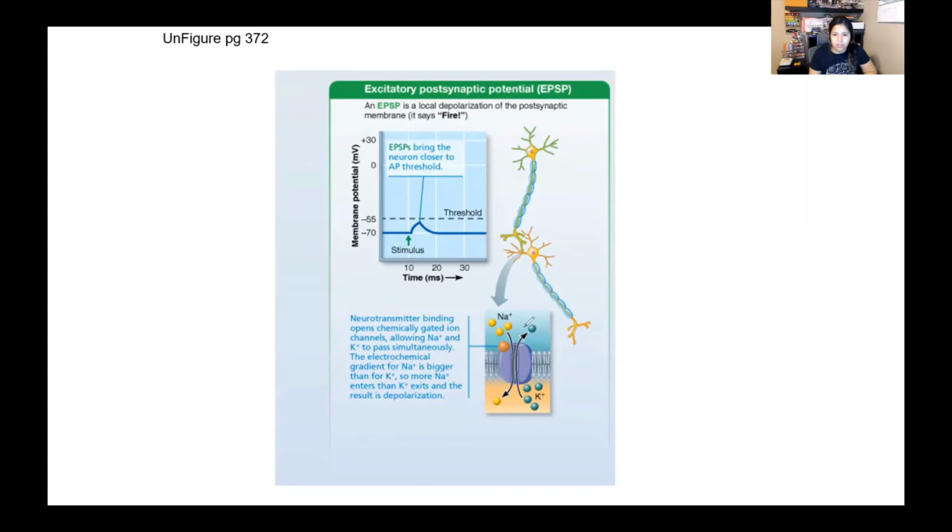So honestly, you can ignore the potassium part of it. These EPSPs are going to allow for these channels to be more permeable to sodium, so we can bring more sodium in so that we can get closer to that threshold and get closer to triggering an action potential. So on this, I would focus on the sodium.